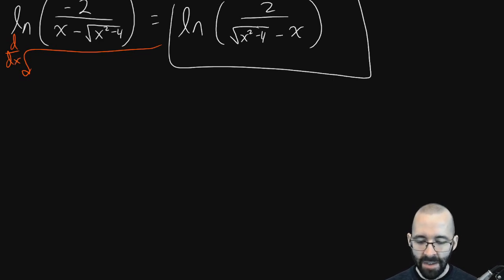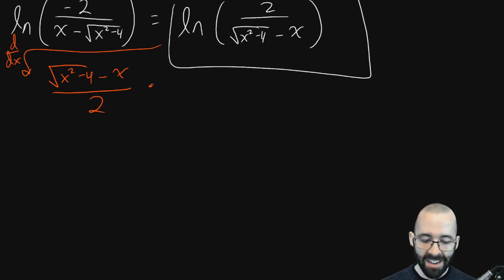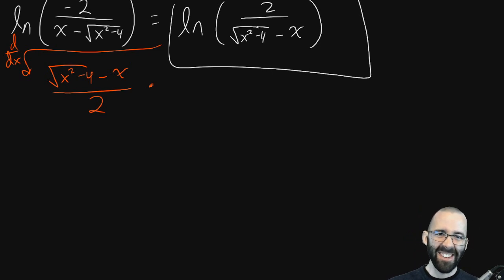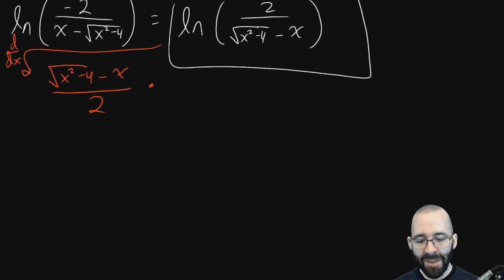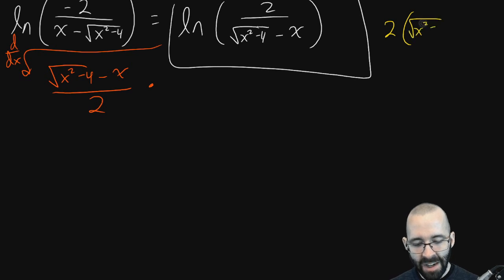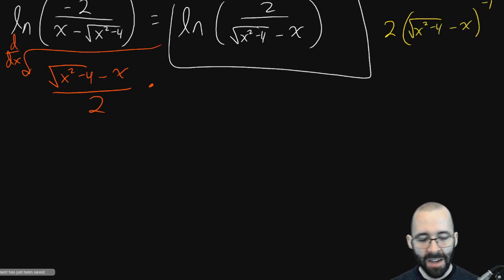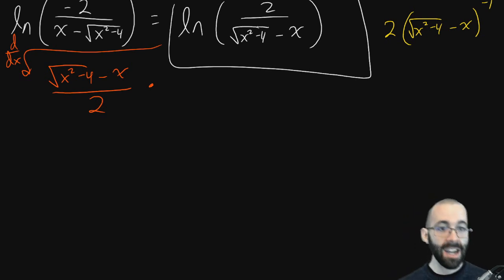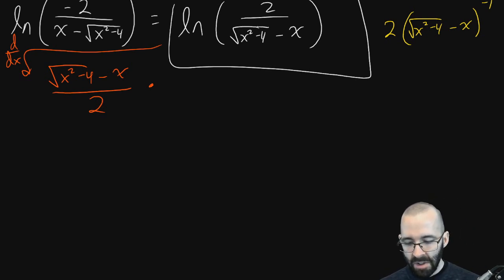Derivative of that is going to be its reciprocal, which is the square root of x squared minus 4 minus x all over 2 times the derivative of the inside. The derivative of this inside is not nice. Okay. Let's rewrite the inside. The inside is 2 times the square root of x squared minus 4 minus x all to the negative 1 power. We need to take the derivative of this yellow guy. The derivative of the yellow guy is 2. And then we get a negative.